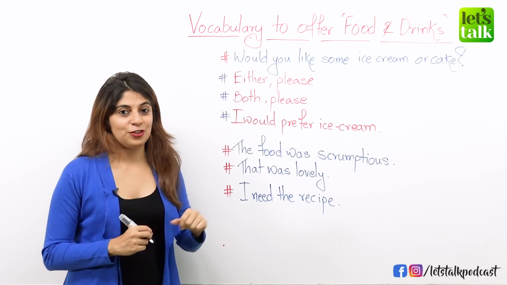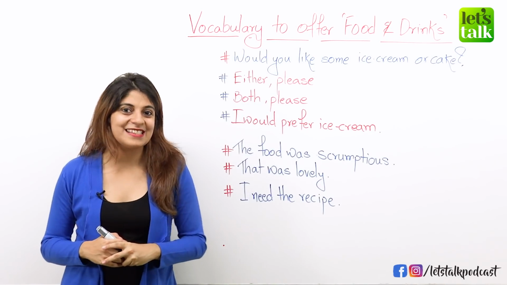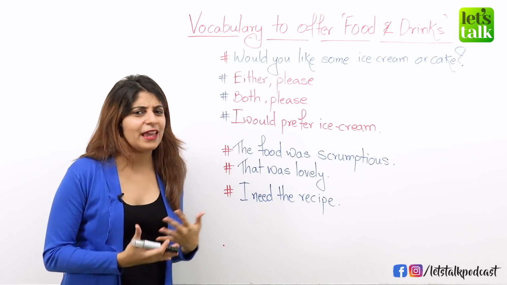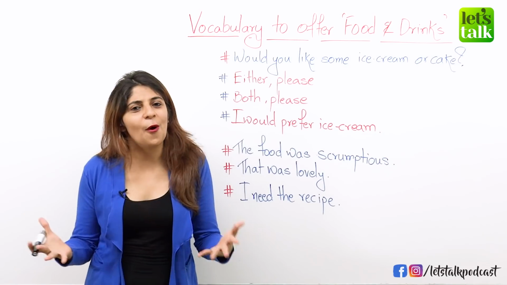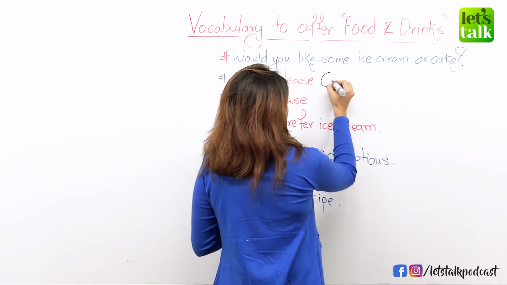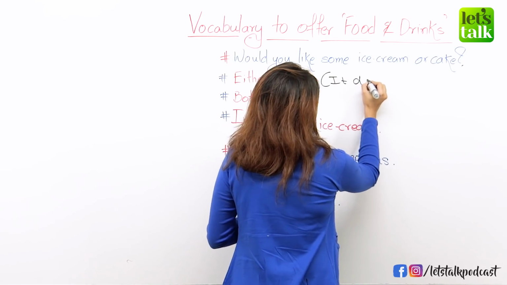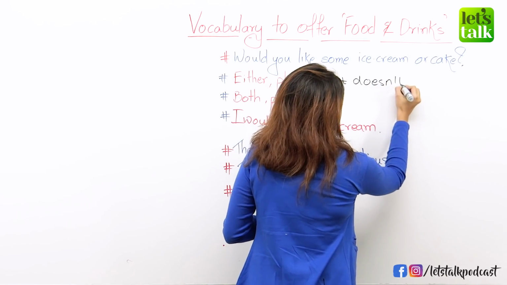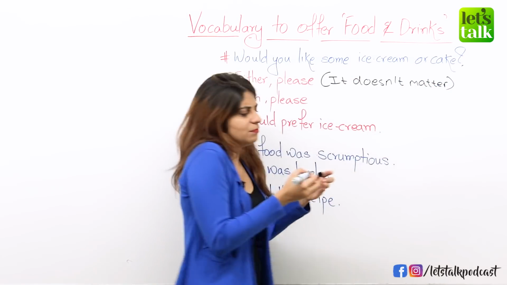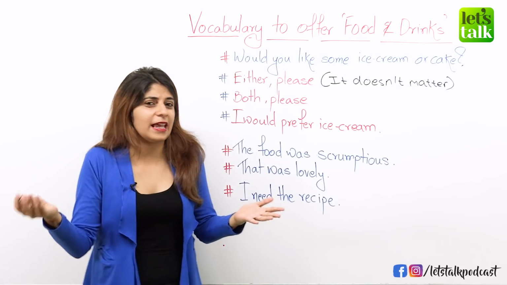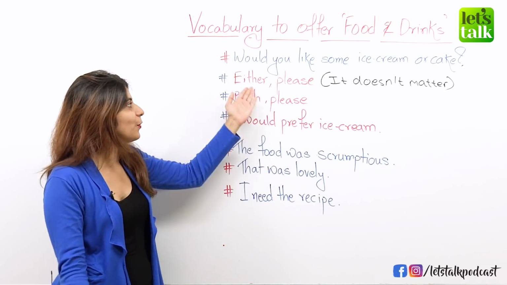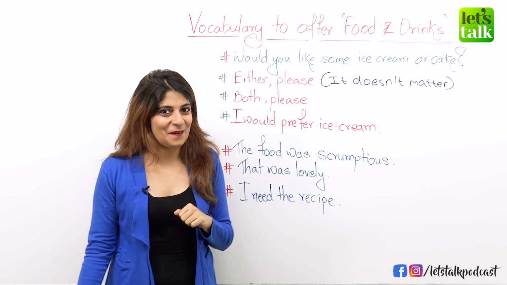Well, the first option, either, please. Now, either means that it doesn't matter. You're okay having some ice cream. You're also okay having some cake. So it doesn't matter. Okay, so you like ice cream, you also like cake, so it's all right, whatever suits the host. So you can say either, please, okay?